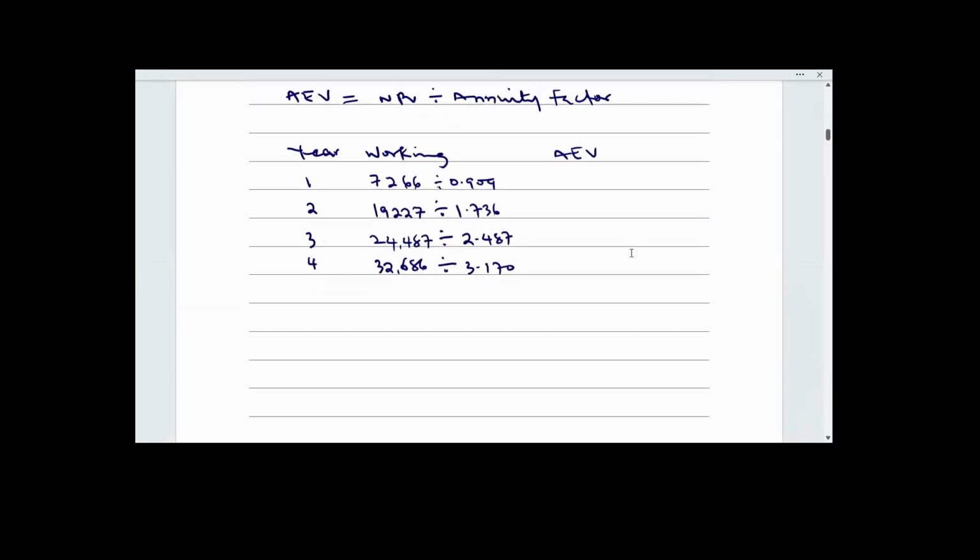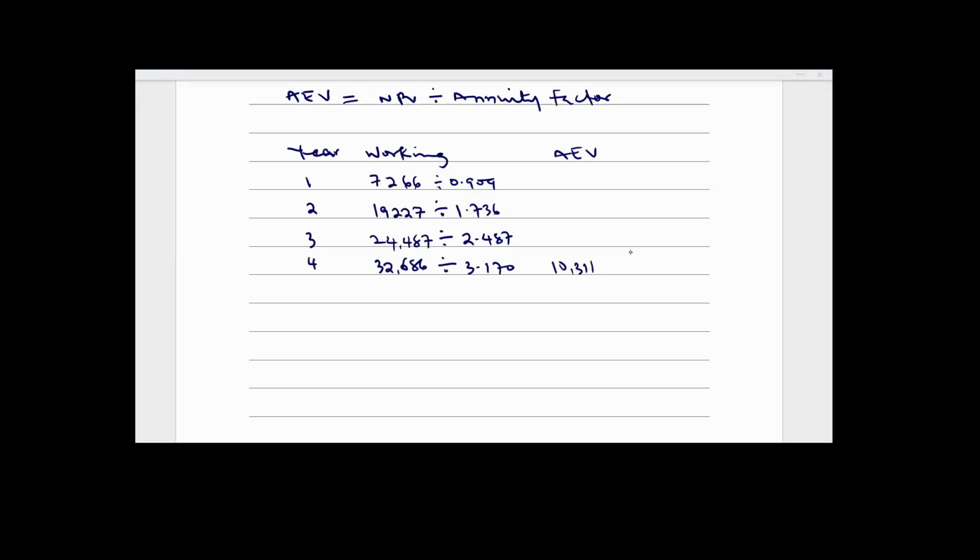So bring out your calculator. Let me do the last one, which is divide by 3.17 equal 10,311. Here is 10,311.